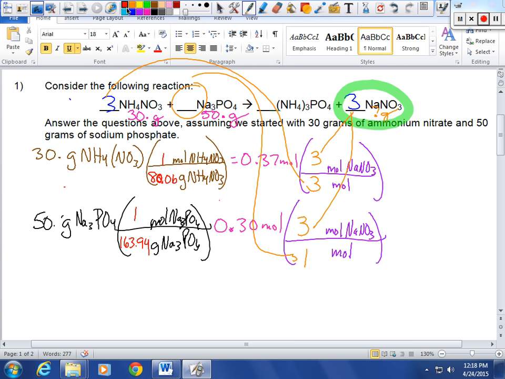Do you have to do anything to the top at all? Why not? The 3s cancel out, so there's no reason to even use the calculator. So we know that it's going to be 0.37 moles of NaNO3. And then on the bottom one, you should be able to do that in your head. What is it? 0.3 times 3 is 0.90 moles of NaNO3. Okay, so let's look at this from two perspectives. I'm going to let y'all finish right before I start talking.